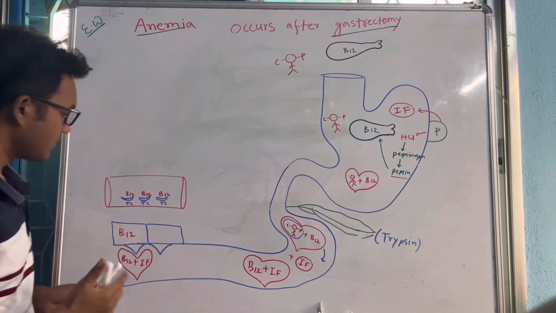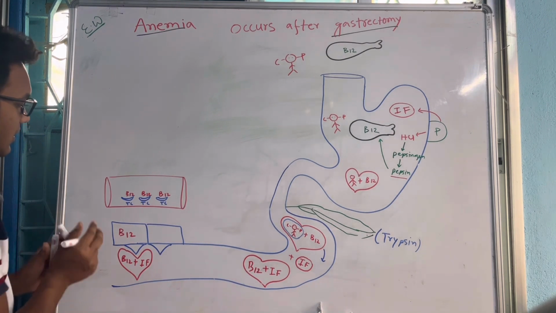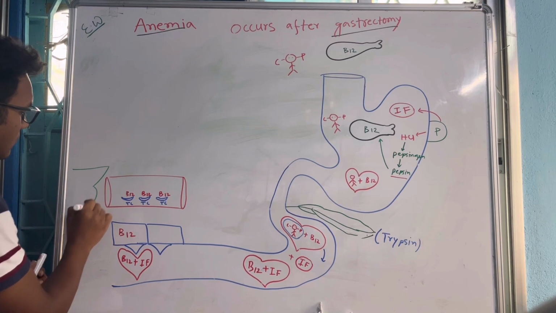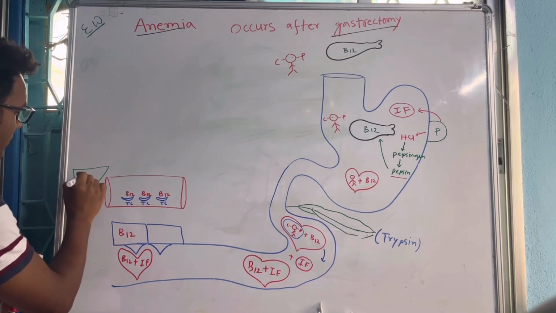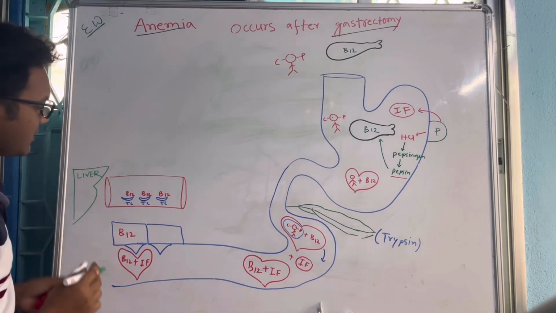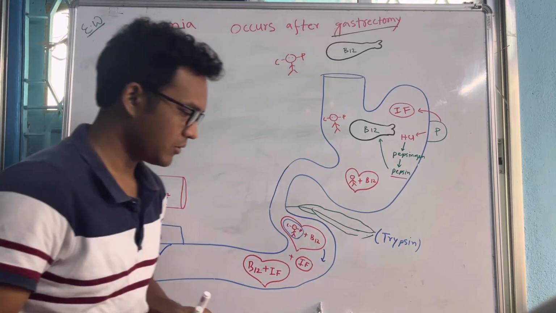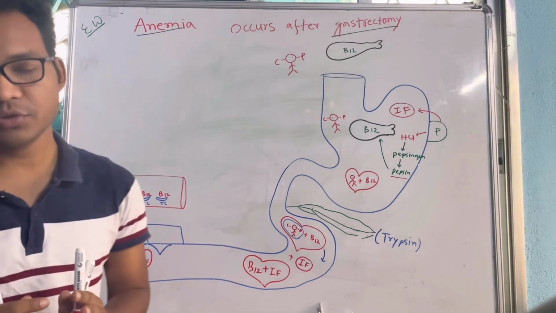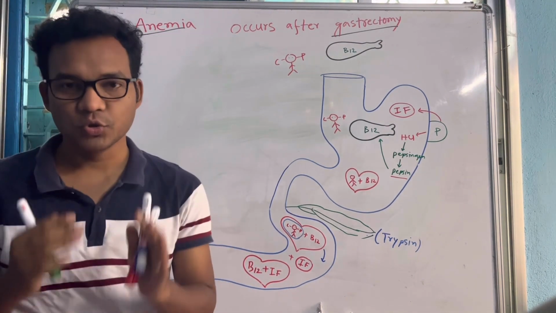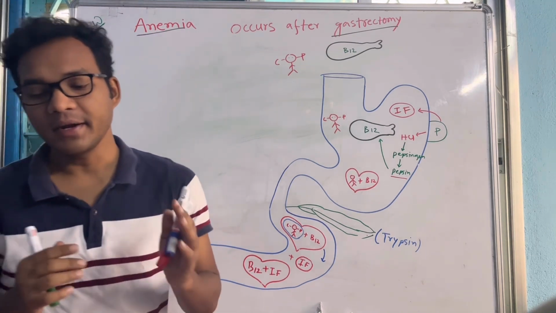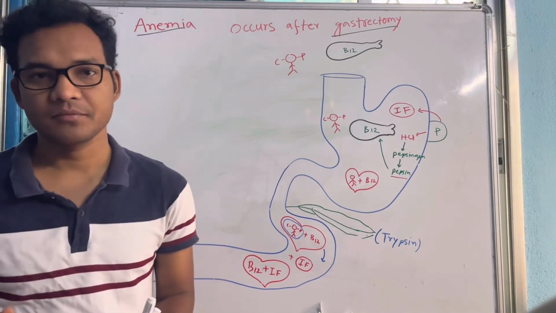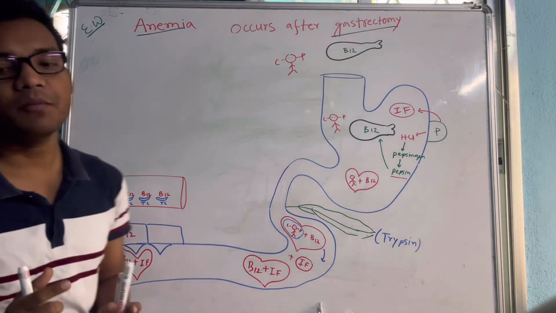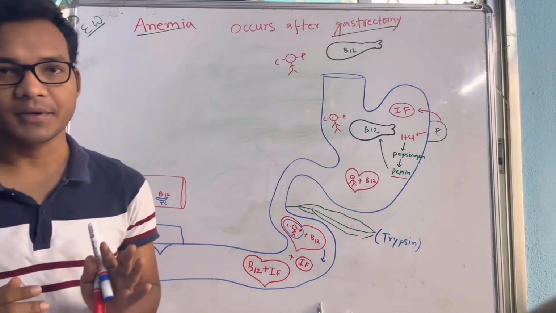And what will be the fate? After that, this transcobalamin along with vitamin B12 comes into the liver, and in this liver B12 is stored. Vitamin B12 is stored in the form of deoxyadenosine cobalamin. Now B12 is present inside the liver as deoxyadenosine cobalamin.